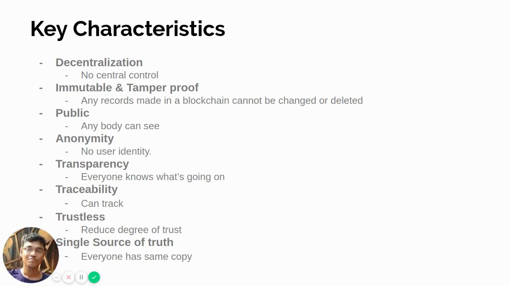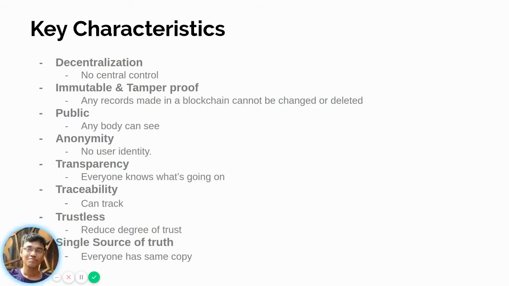Key characteristics. Decentralization is one of the major key characteristics of blockchain. There is no central entity to control this network. Second is immutability. Any record which gets added to the blockchain cannot be changed or deleted. The network is public; anybody can see it. The network is anonymous, meaning that your real-world identity, like your Aadhaar card name, email, or phone number, is no longer valid in the blockchain. For a person to work on the blockchain, they need cryptographic key pairs as their identities. Looking at the key pairs, nobody can identify your real identity, which is why it is called anonymous.